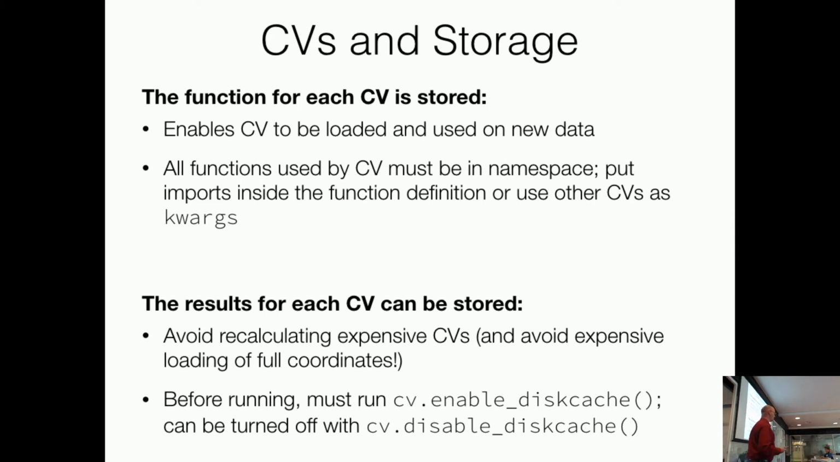The other thing is that the results for each CV can be stored. This is to avoid the expense of recalculating the CV or of loading very large coordinate files. But right now it's off by default, so you must enable CV.enable_disk_cache, and you must do that before running your CV. You can turn it off with CV.disable_disk_cache if you for some reason don't like that. There are a few cases with small systems where you might not want it. For example, if a snapshot is just an X and a Y coordinate, and you want to save the X coordinate and the Y coordinate as CVs, maybe you just don't disk cache that. That's a waste of space.